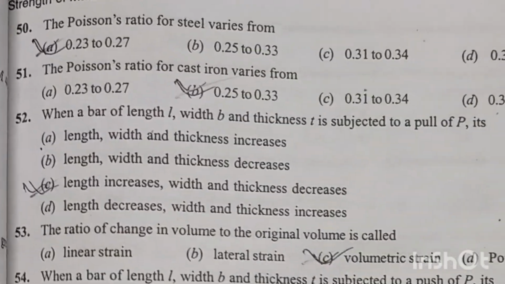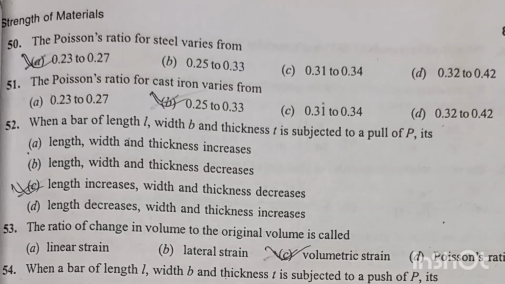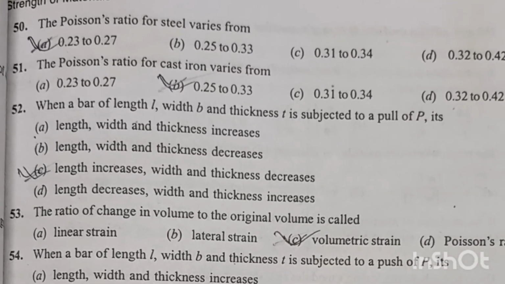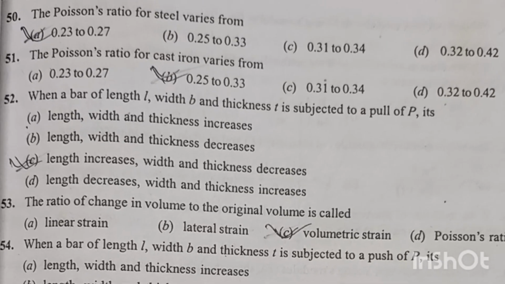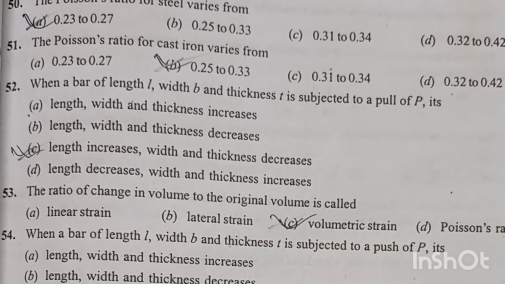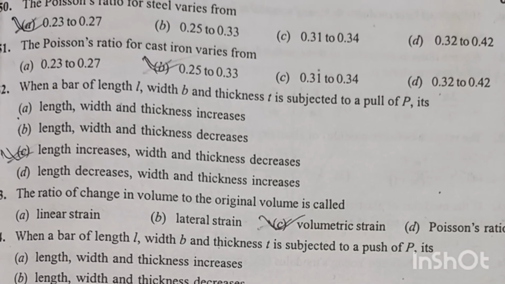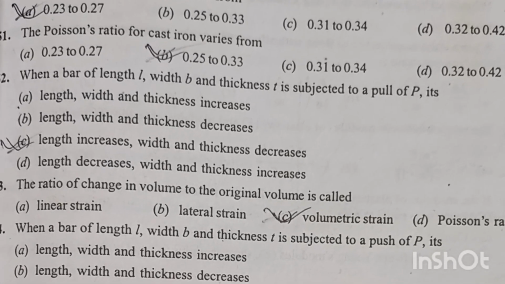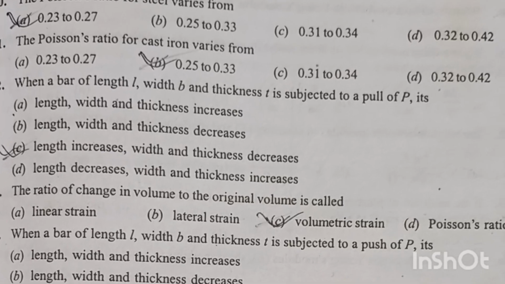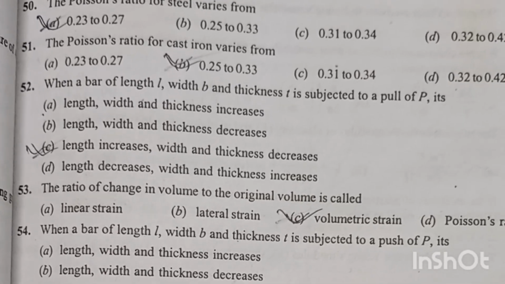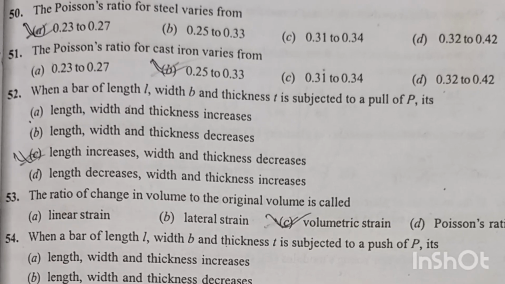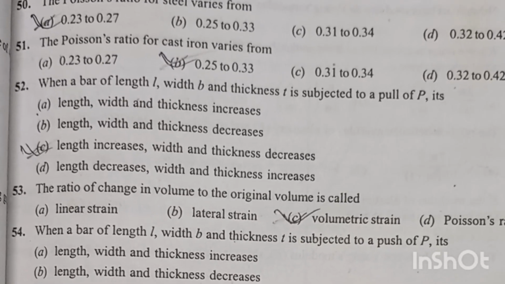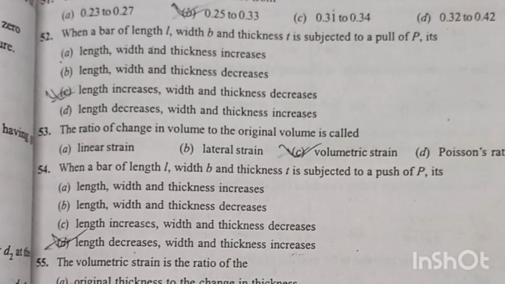Next question is 50. The Poisson ratio for steel varies from 0.23 to 0.27. Next question 51. The Poisson ratio for cast iron varies from 0.25 to 0.33. Option B is the correct answer. Next question 52. When a bar of length L with breadth B and thickness T is subjected to a pull of P, then option C is the correct answer.